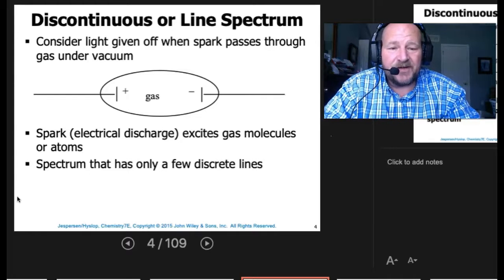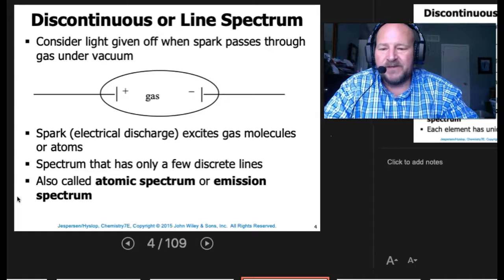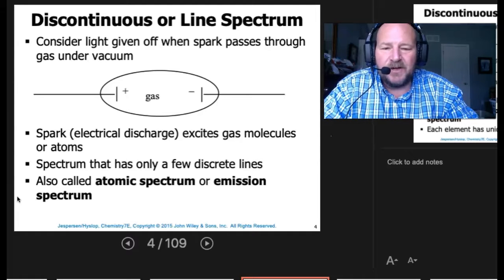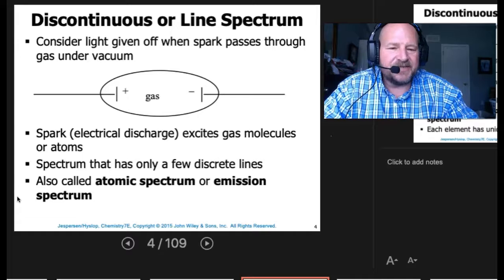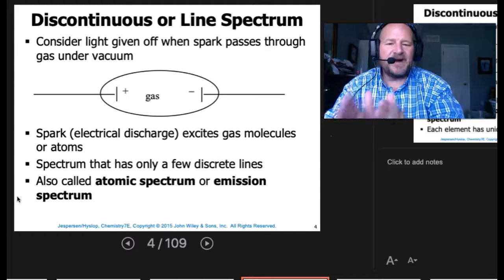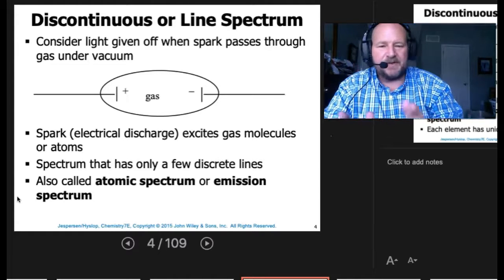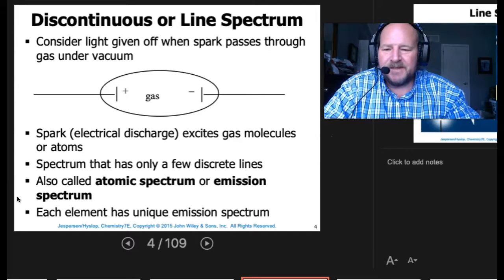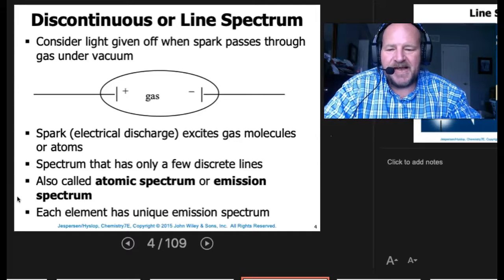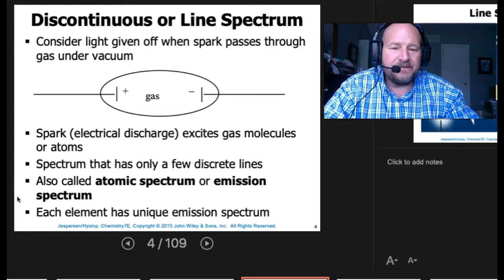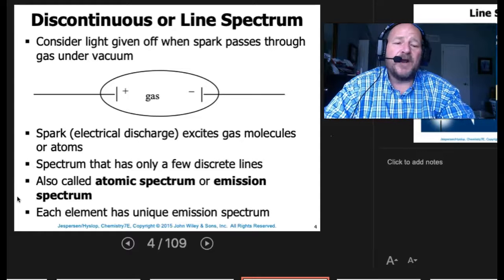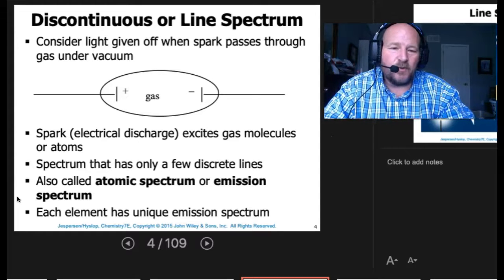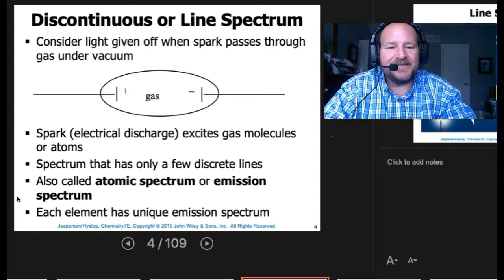What we're going to see here is it's going to have a few discrete lines. And these are actually going to be like fingerprints for an atom. So these are called atomic spectrum or emission spectrum. Typically they're discontinuous. So maybe you get four or five reds and then maybe a yellow or a blue mixed in there. Each element is going to have its unique emission spectrum. So if you ever wondered how we know what atoms are on the sun, it's based on these fingerprint wavelength patterns.